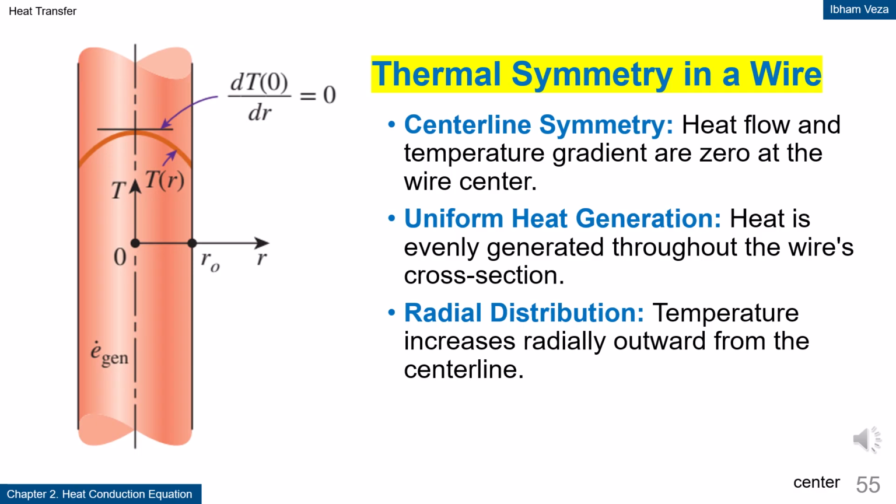Thermal symmetry in a wire. In a wire with uniform heat generation, symmetry applies at the center line. At this point, there is no heat flow crossing the center. The temperature gradient is zero at the wire center. The temperature increases from the center toward the surface. This pattern reflects the typical radial distribution in cylindrical conduction.